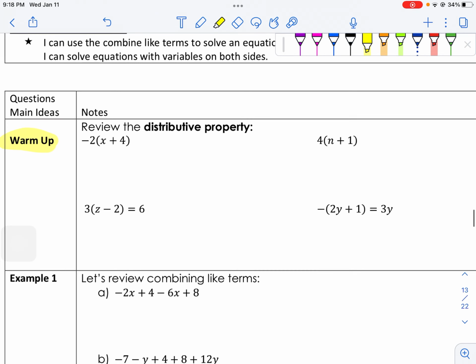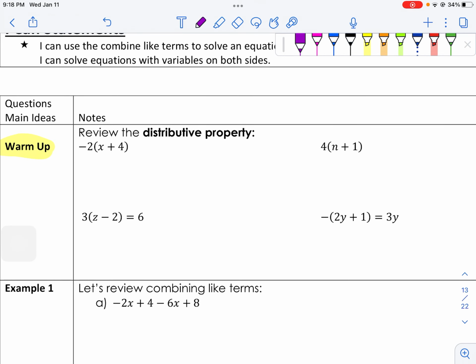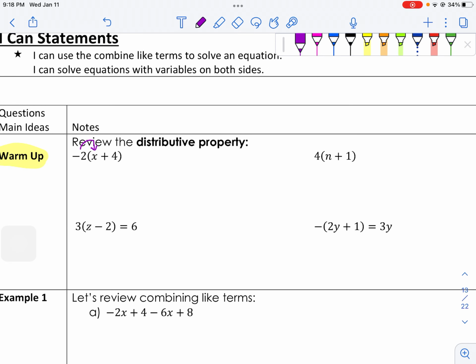Remember, the distributive property is a multiplication property where you take the outside number. This reads -2 times the quantity x plus 4. So you're going to distribute the -2 and multiply it inside. -2 times x is going to give you -2x. Then you're going to take -2 times 4, and remembering that a positive times a negative is going to give you -8. Check to make sure that you got that one correct.